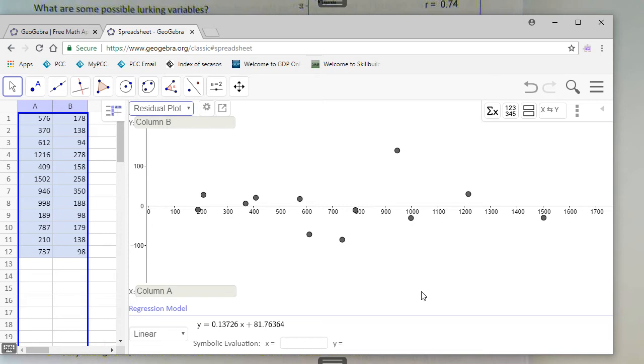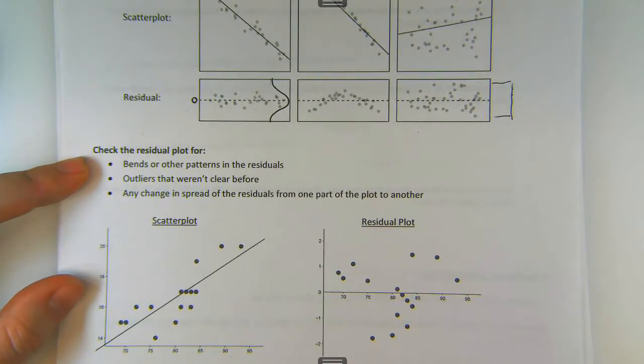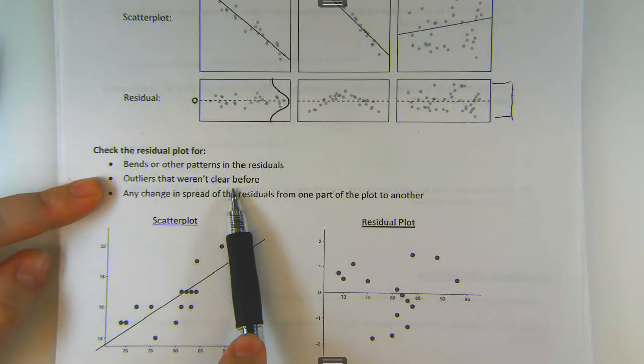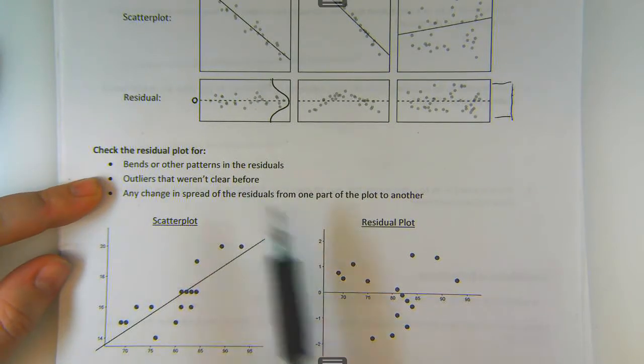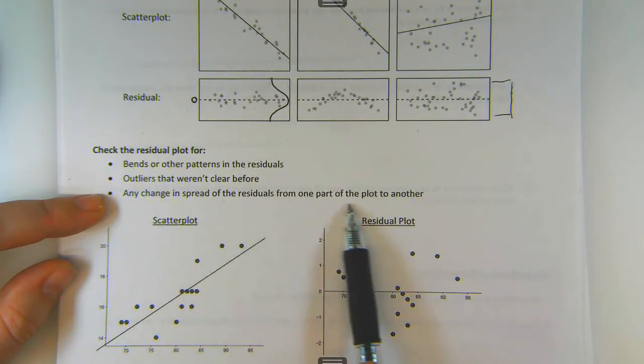So you can use GeoGebra by switching between scatter plot to residual plot to double check that there isn't any obvious curvature, also checking that it's not just scattered all over the place. This will give you a better idea of, is our scatter plot really linear? So, checking this residual plot, make sure there aren't any bends. Be careful of any outliers. They're going to be clearer when we get to the residual plot. And then make sure there isn't any change in spread.